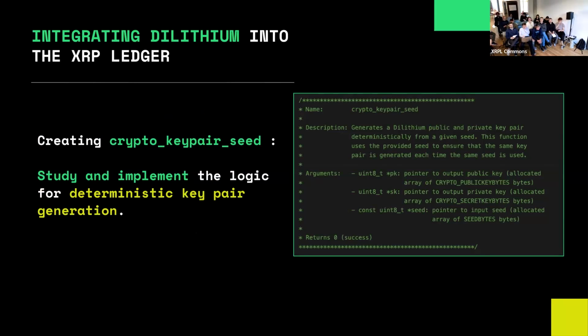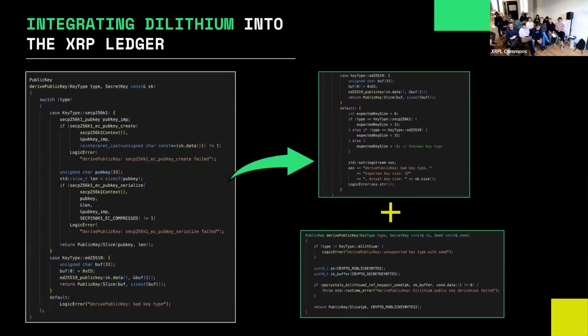It would take 3 arguments: the public key, the secret key, and the seed. Every single time we put in the same seed, it would give out the same public key and secret key. This was the hardest part of that integration, to come up with the logic to do the deterministic key pair generation.